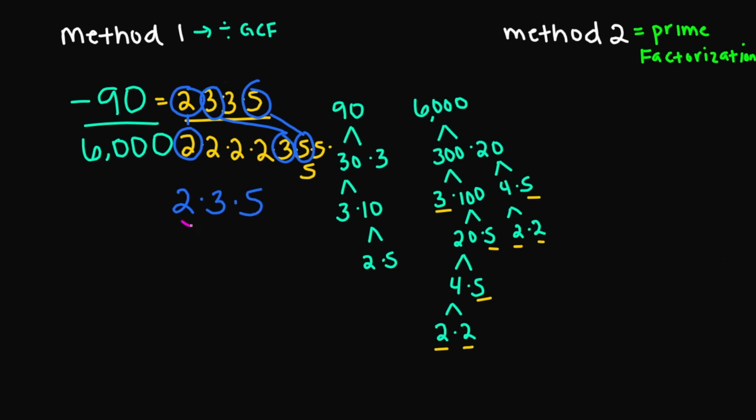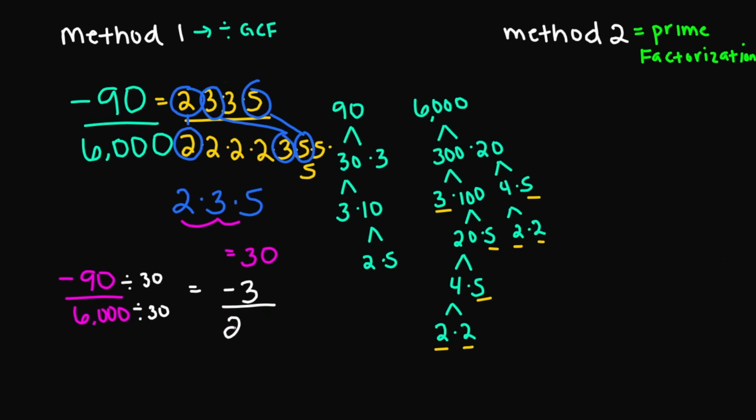So we have 2 times 3 is 6. 6 times 5, this is going to give us 30. So your GCF is 30. I'm going to divide top and bottom, the 90 over 6,000, by 30. So negative 90 divided by 30, this is going to give us a negative 3. And then 6,000 divided by 30, this is going to give us 200. So your simplest form is going to be negative 3 over 200.